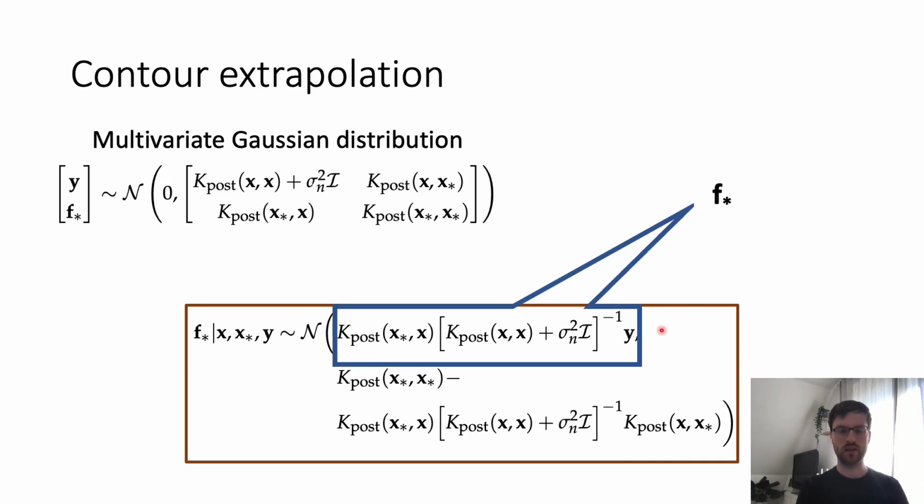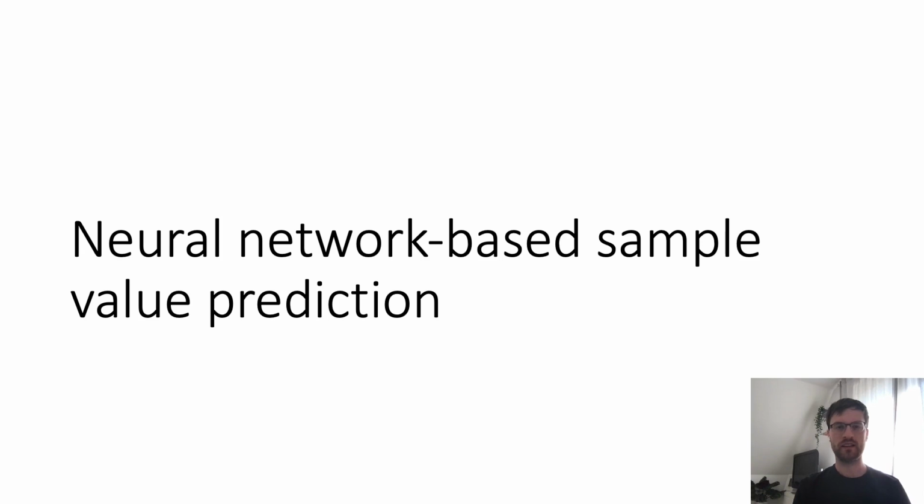So these are the y values of the extrapolated contour, and they depend on the known x values of the contour to be extrapolated, and the known y values. The second half of the expression represents the confidence in the prediction, which will also be used for the sample value prediction, which I will present later on.